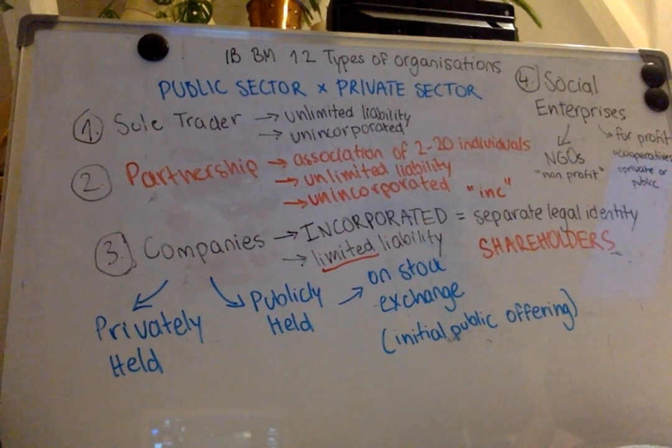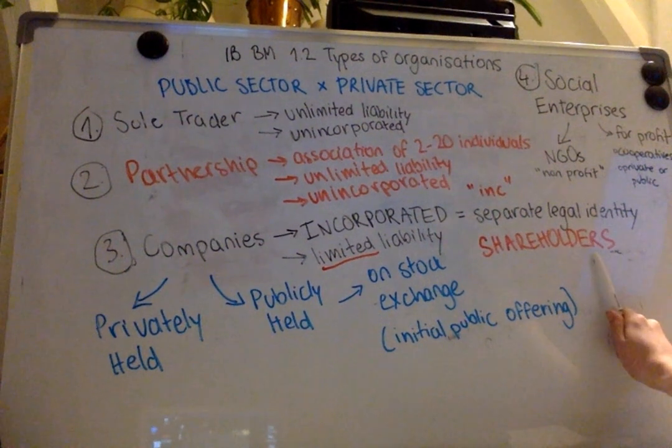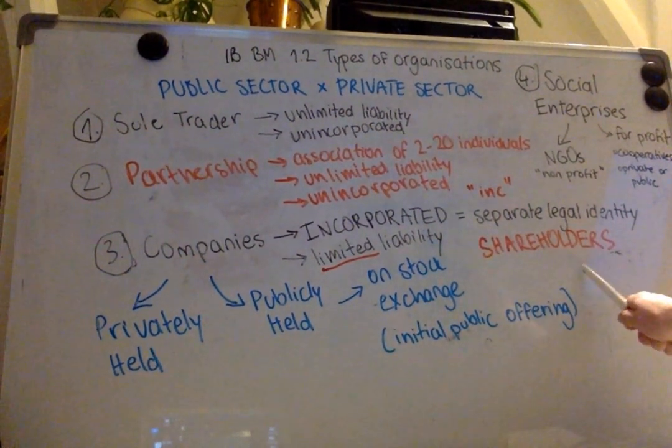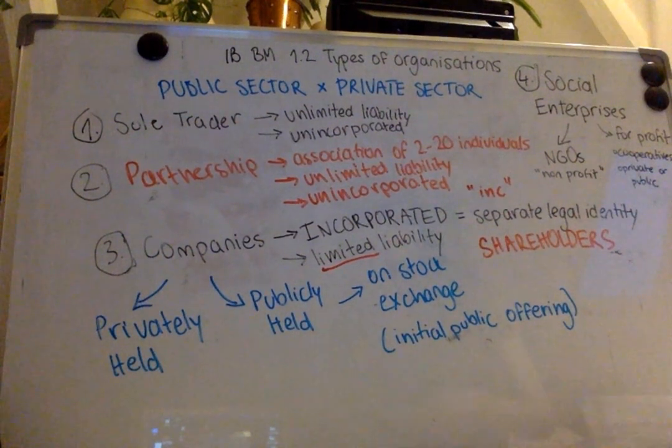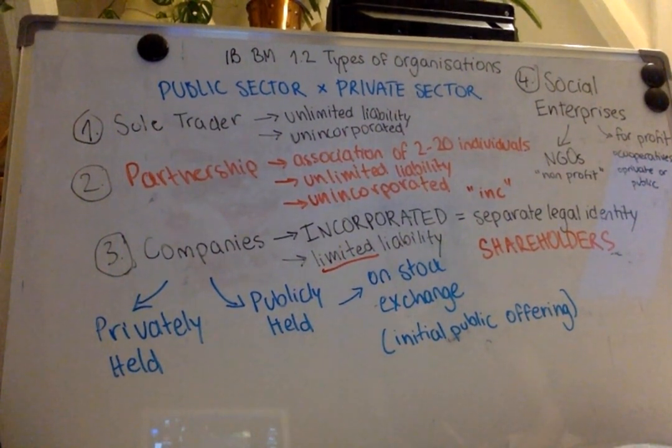And in that case, the ownership is split between the people that own the shares of the company. And these people are called shareholders. And these shareholders get dividends. So that's a proportion of the profit that is paid to them. And that's the return for their ownership.